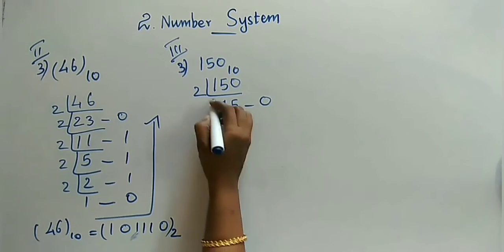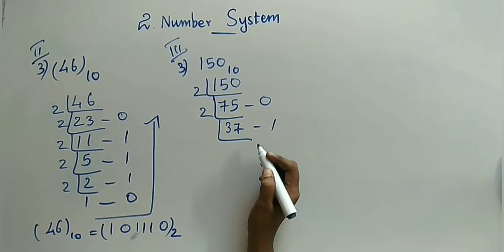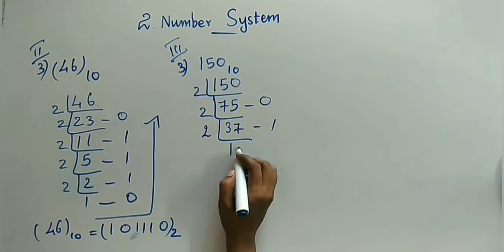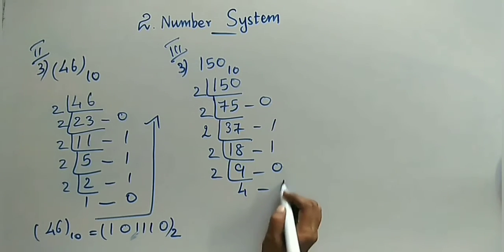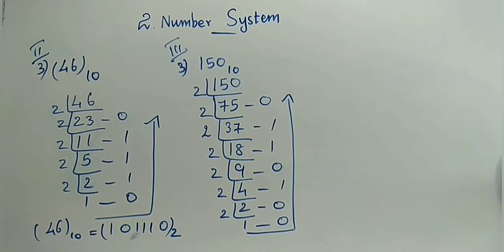75, remainder 0. 37, you will have remainder 1. Then 2, remainder 1. 2 9s are, so remainder 0. 2 4s are 8, remainder 1. 2 2s are, remainder 0. 2 1s are. In this way only you have to write the answer. So be clear with how I have converted a decimal number into a binary number. Next we are going to convert this binary number, the answer you got, to an octal number.